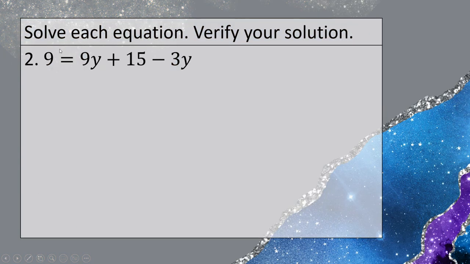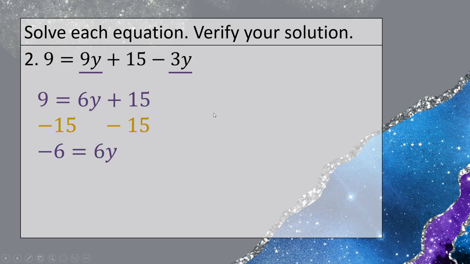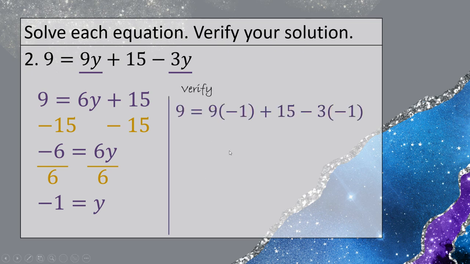In number 2, our like terms are 9y minus 3y. We combine those to get 6y. Then to isolate our variable, we will subtract 15 from both sides and then divide both sides by 6. We get y equals negative 1. To verify, we will substitute negative 1 in place of y in the original equation.